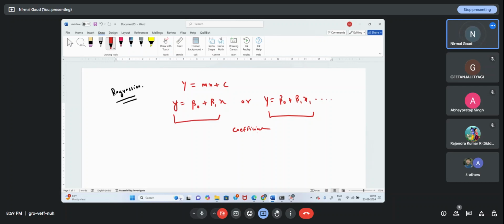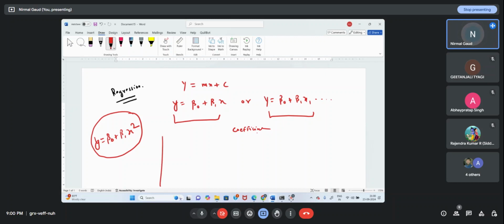Okay, and we are focusing upon linear relationship only, because if you write y equal to beta naught plus beta 1 x square, this is a polynomial relationship. Polynomial we will study ahead. Right now we are focusing upon linear relationship.